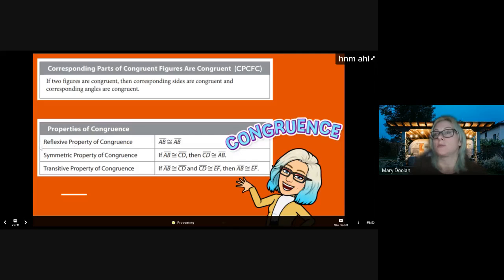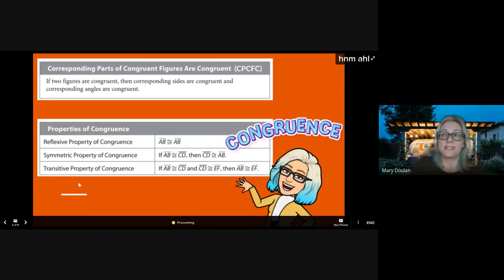So the first one is the reflexive property of congruence. Reflexive basically just says that if you have something like side AB, it's congruent to itself. That's the reflexive property. Something is congruent to itself. So that's an example right here. AB is congruent to AB.